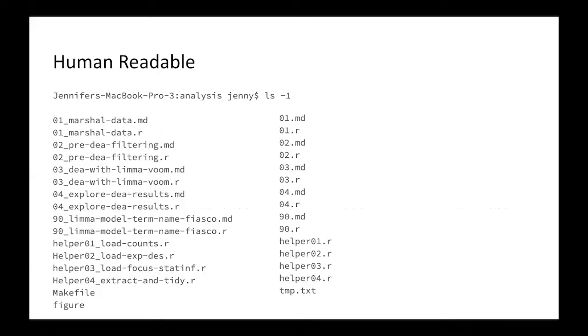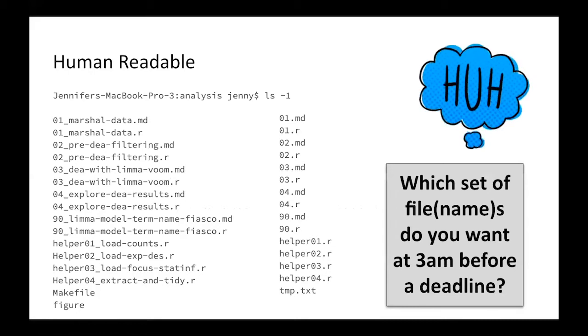So let's dive deeper into what human readable names look like. So here are some examples of good and poor file names. Some files have more information than others, right? So which set of file names do you want at 3 a.m. before a deadline? So when you're in a time crunch, being able to find and understand the file names you need quickly is very imperative.